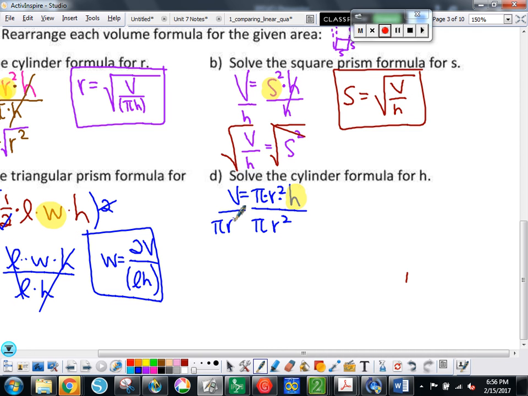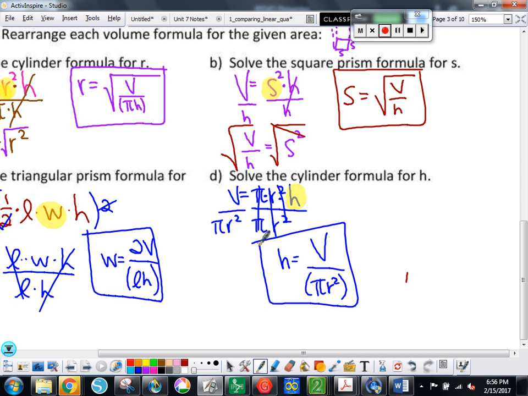So on the right, the pi's cancel, the r squareds cancel, and h is alone. H equals volume over pi r squared. Again, use the parentheses if you're plugging it into your calculator.